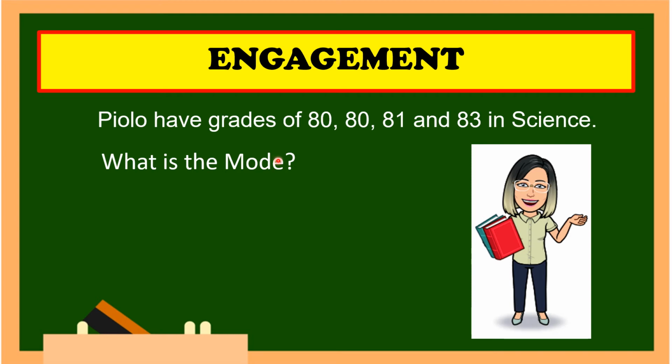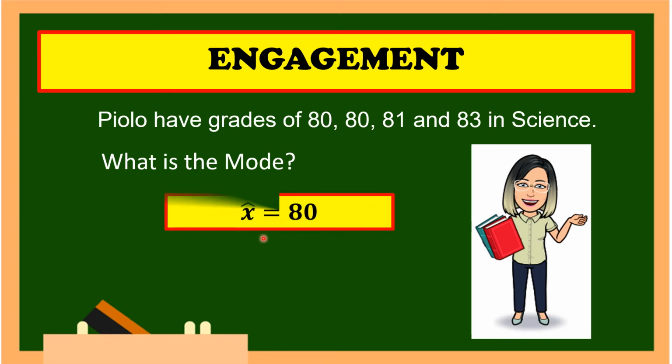So Piolo has grades of 80, 80, 81, and 83 in science. What is the mode? To find the mode, we look for the most frequent score. What is the mode? The mode is 80. And that is science integration.